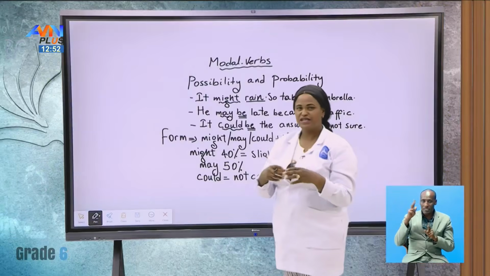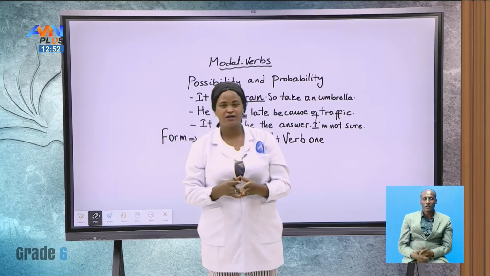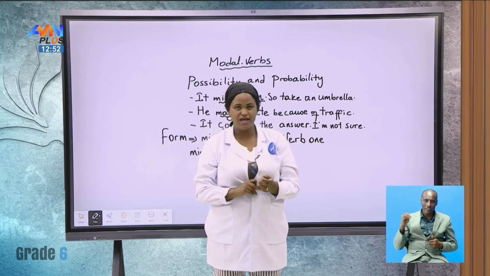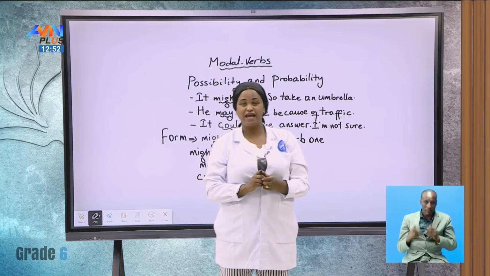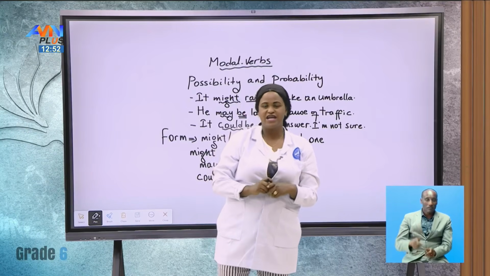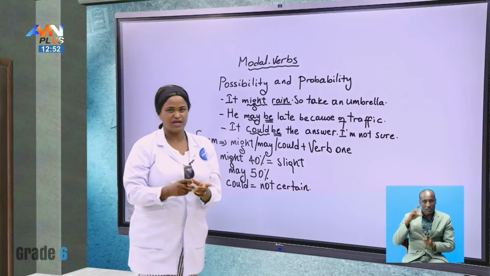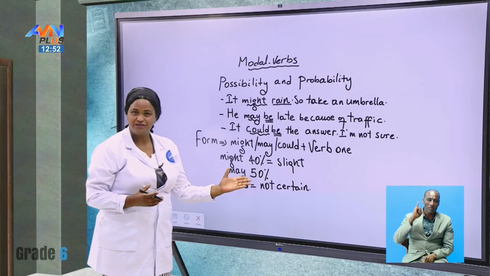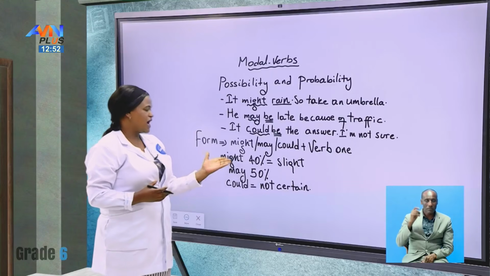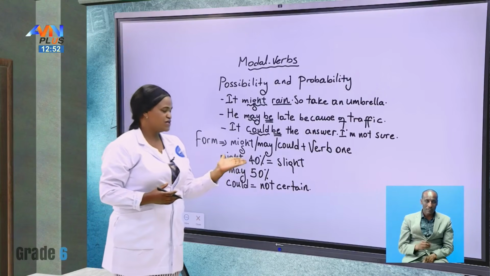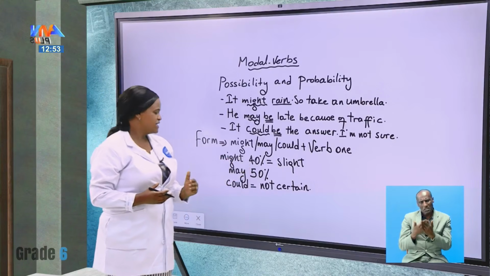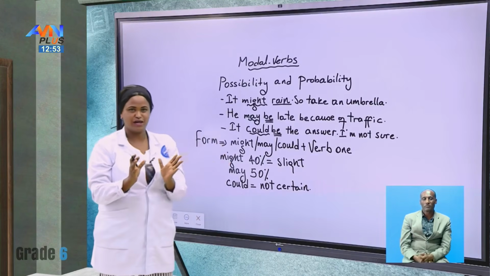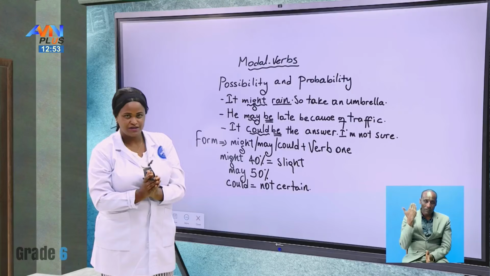Now, can you tell the difference between these three? Which ones have we seen today? We have seen may, might, and could. Very good. In the case of may, we said the possibility for happening is 50%, right? And when it comes to might, it is 40%. And in the case of could, it is general but uncertain, something which is not certain.